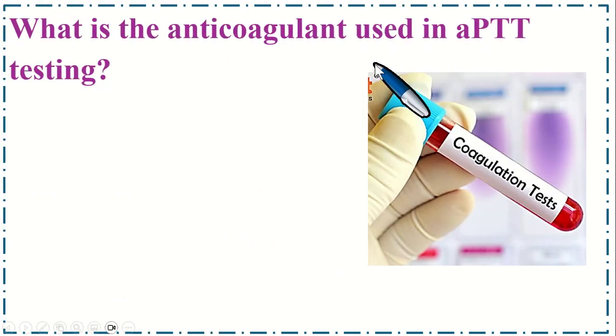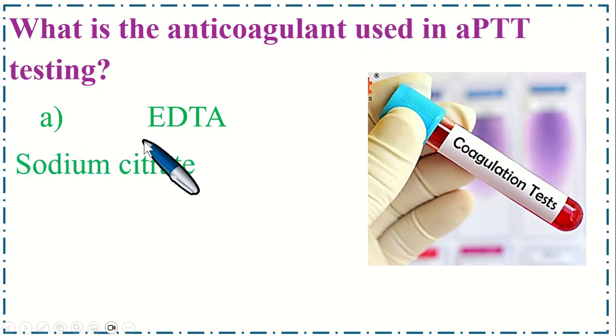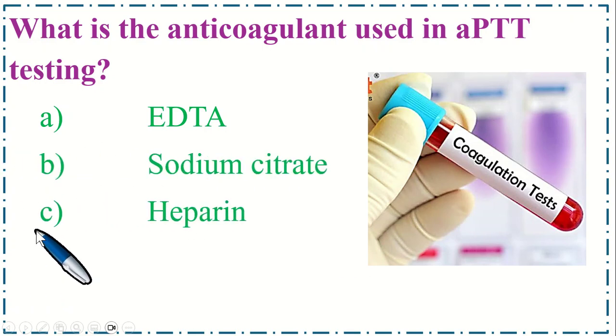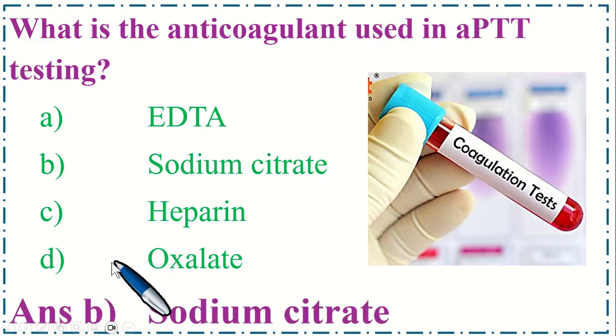What is the anticoagulant used in APTT testing? Option A, EDTA, B, sodium citrate, C, heparin, and option D, oxalate. So the correct option is B, sodium citrate.